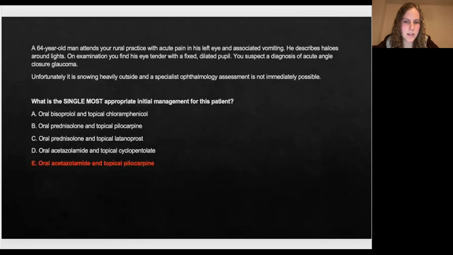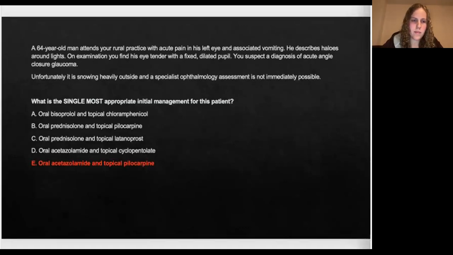Yeah, so you're right, the answer is E. Oral acetazolamide and topical pilocarpine. So this is acute angle closure glaucoma. It's a very important diagnosis. Usually just refer immediately to ophthalmology but obviously here it's not possible. I would say there's a couple of eye drops to learn for this one. Usually I feel like the Passmed one on this one is quite good, so maybe have a look at that, and it explains all the eye drops in detail.